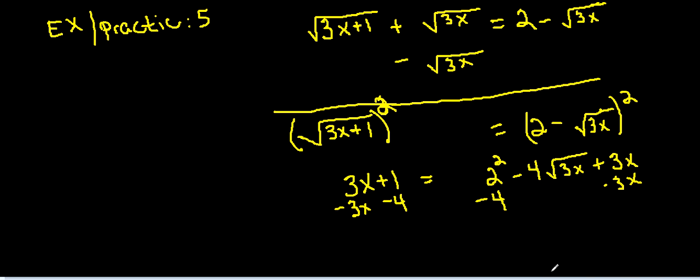Okay, so let's see, where do I go from here? I'm going to subtract this away, and it's going to give me negative 3 equals, and now what is this? This is 0. This is 4 minus 4 is 0. I've got negative 4 times the root of 3x, plus and minus 3x over here. That disappears.